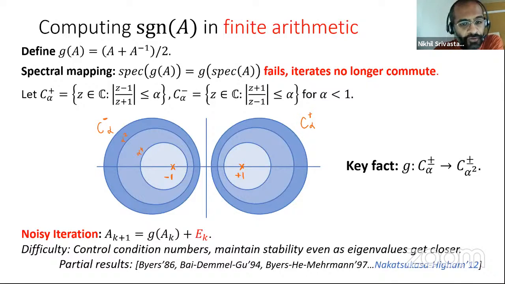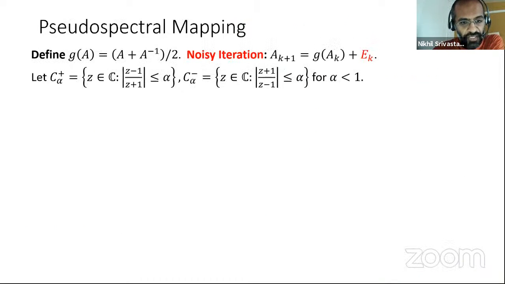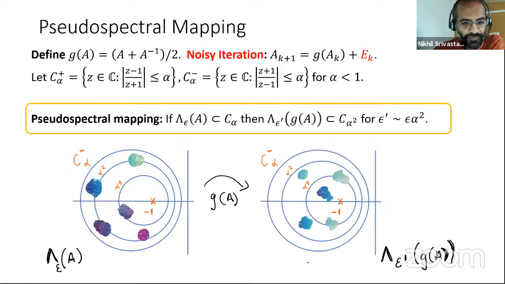Okay, so how do we solve this? This is the situation, right? You have this noisy iteration of this function. And the key new ingredient that we use to solve this problem is what we call pseudospectral mapping. So this is the key lemma in the proof that the algorithm works. And this is what the lemma says.